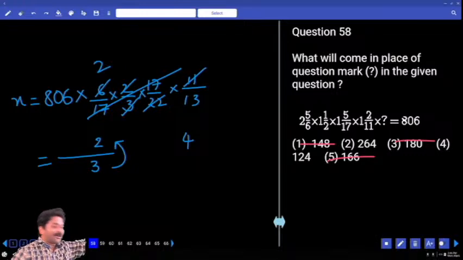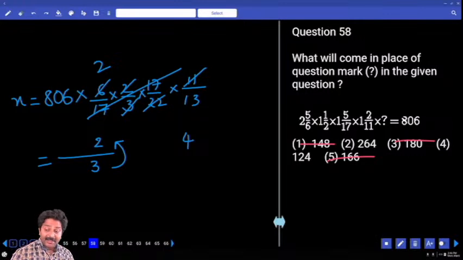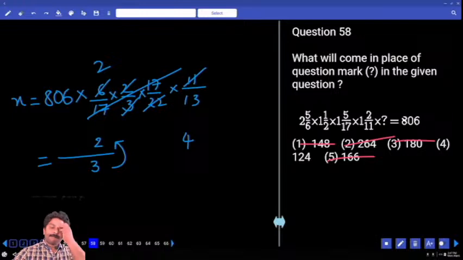Has it to be a 3 multiple or not? In our original number, what is our numerator? 806. Is it a 3 multiple? Any other number do you have in the numerator? 2 you have. Is that a 3 multiple? So if you don't have 3 multiples in our numerators, can our answer be a 3 multiple? Can it be second option? First, fourth option, final answer. Yes.